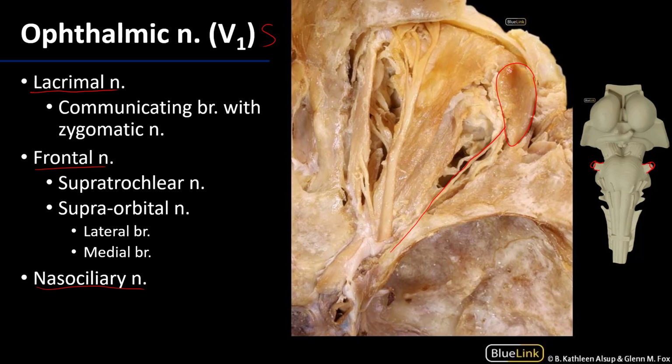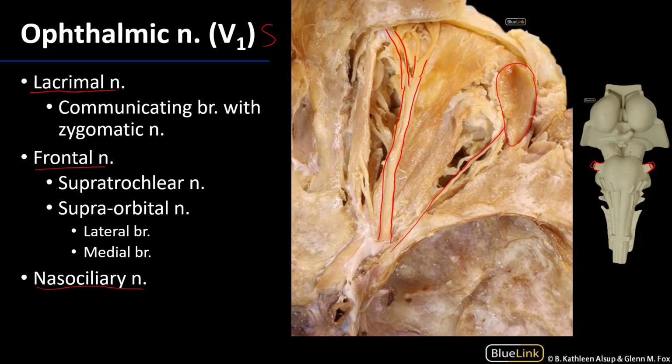branch of V2. Now the frontal nerve is probably one of the more robust features that you're going to see in the orbit. Once we've removed the roof of the orbit, we can see this very large, very robust frontal nerve. The frontal nerve has two branches, so heading off medially here is the supratrochlear nerve, and then heading off lateral here is the supraorbital nerve.